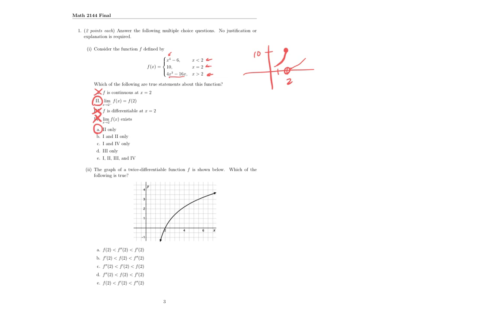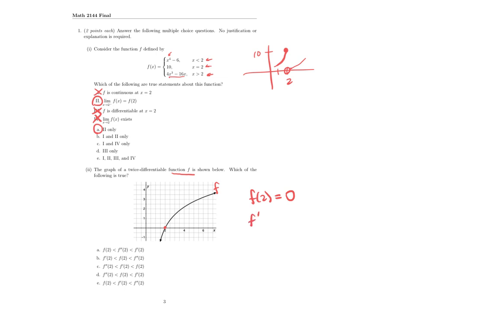For the next one, I need to think about the value of f of 2, f prime of 2, and f double prime of 2. So for f of 2, let's see, am I given the function f? I'm given the graph of a function f, so this is f. At 2, the y value is 0, so f of 2 is 0.